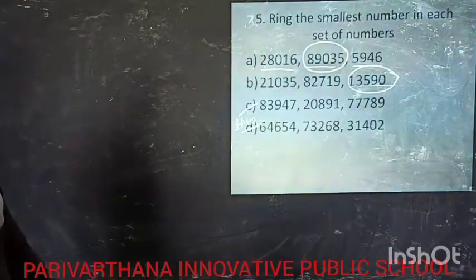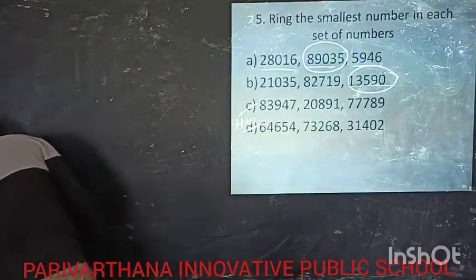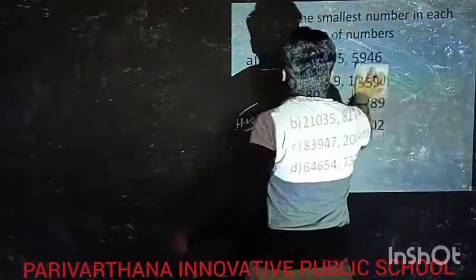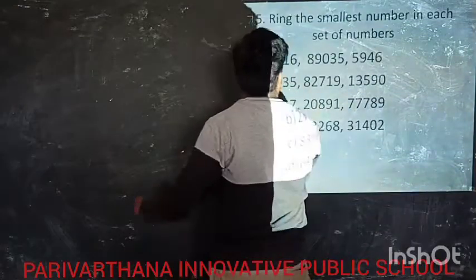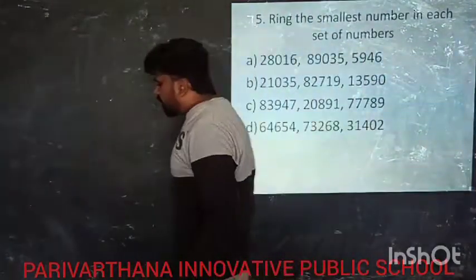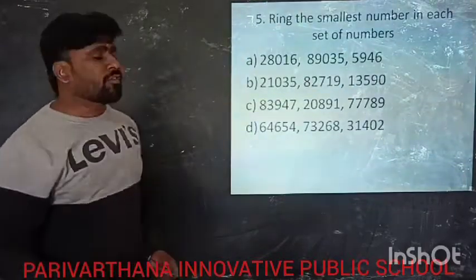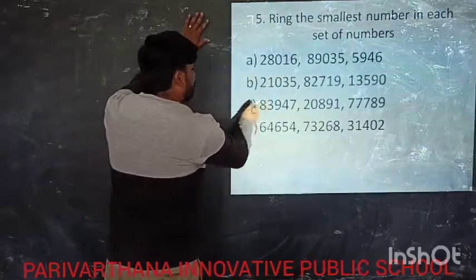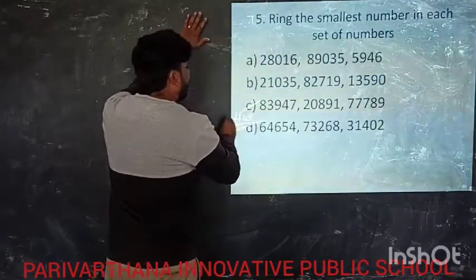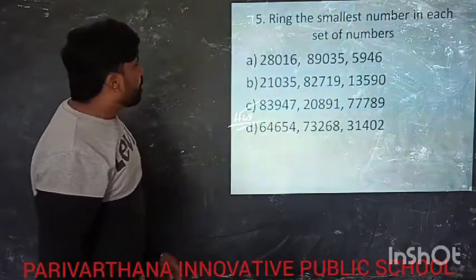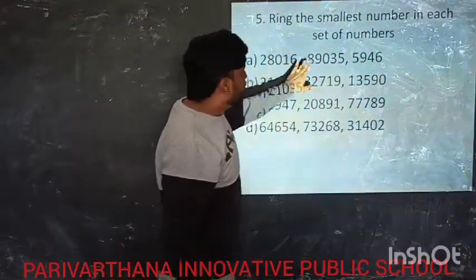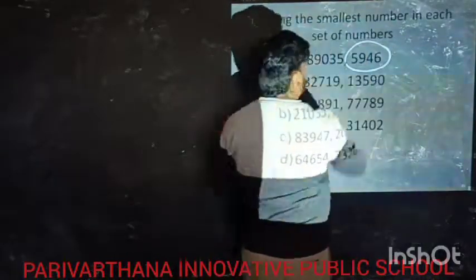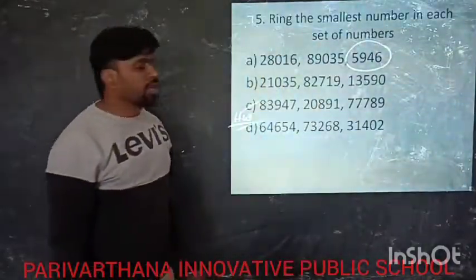Now we are moving on to the fifth main. Again, ring the small number in each of the following sets. Nothing but, in the fourth main we circled the greatest number. Regarding the fifth main, we have to circle the small number. For the fifth main also, C and D problems are for HWO. Count the number of digits: 5, 5, 4. That means it will be the small number. Finish. It will be the small number.